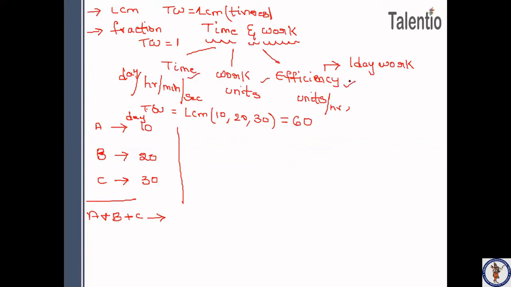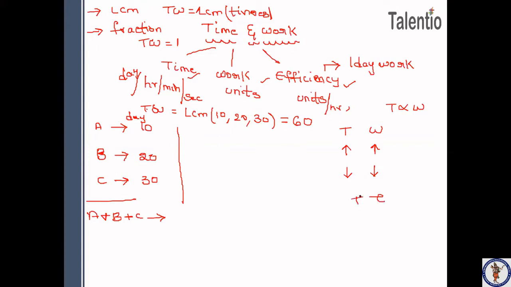Ma'am, what is the relation? Let us consider first time and work. If you have more time, you can do more work. If you have less time, you can do less work. Or if you have more work, it will take more time to complete. If you have less work, it will take less time to complete. Nothing but time and work are directly proportional.